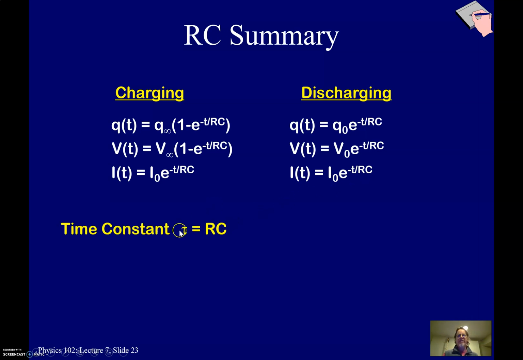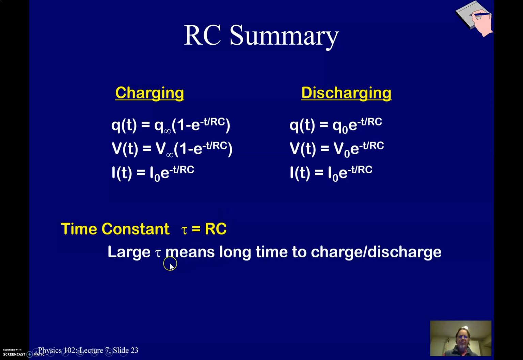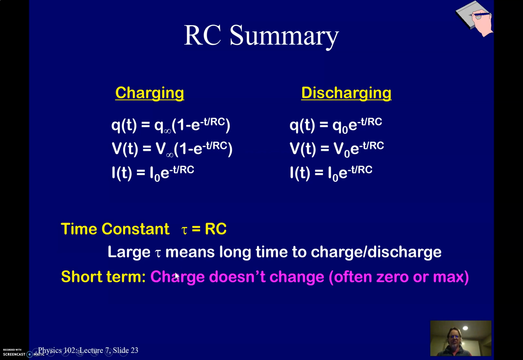Okay, so to define this time constant, it depends on what your resistance and your capacitance are. The greater the resistance, the longer it's going to take to discharge or charge the thing. And the larger the capacitance, same thing. So it's a combo of both of those. So a large tau means that it's a long time to charge or discharge.